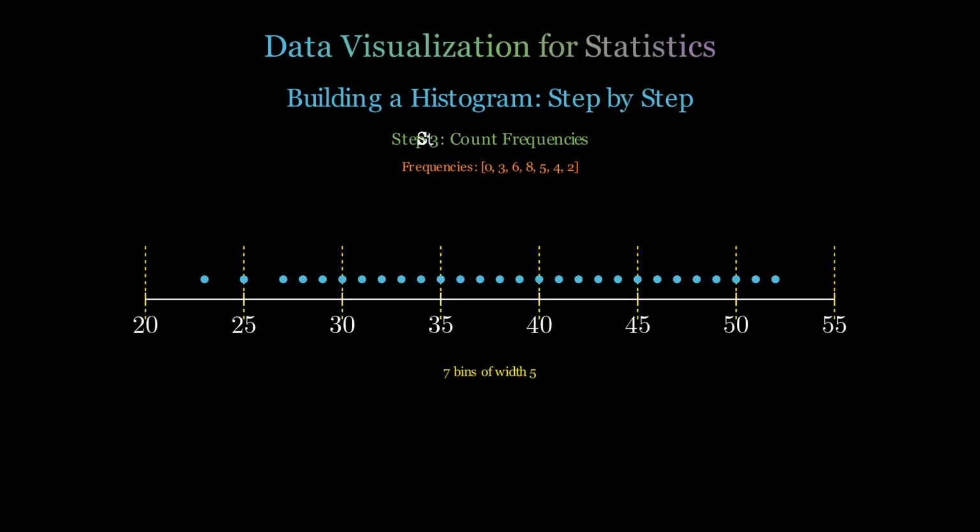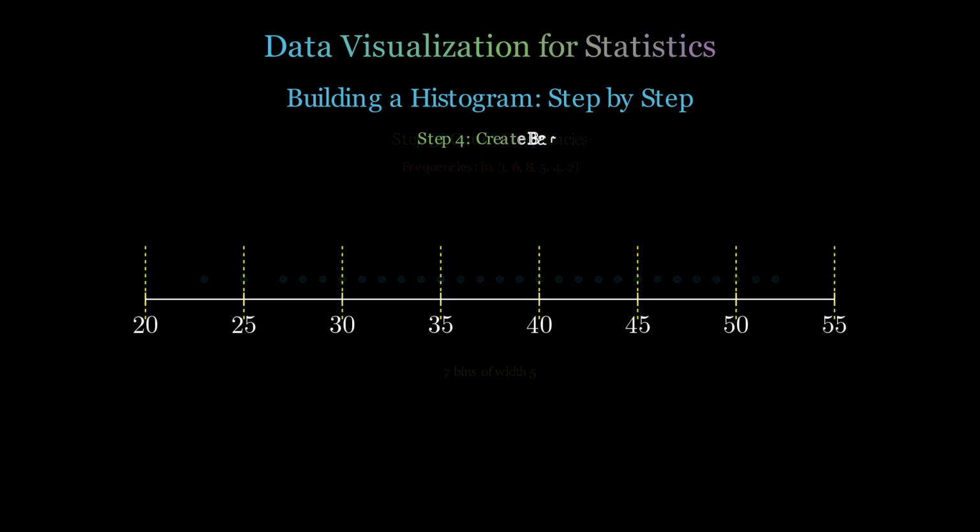Step 4. Draw the bars. Each bar's width spans its bin interval, and the height represents the frequency count. Taller bars indicate more data points in that range, while shorter bars show fewer values. Watch as our raw data transforms into a beautiful histogram revealing the underlying distribution pattern.